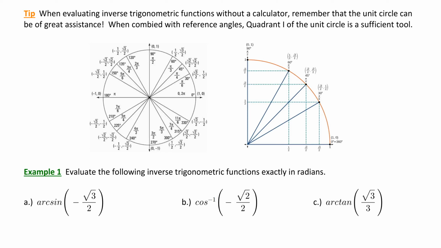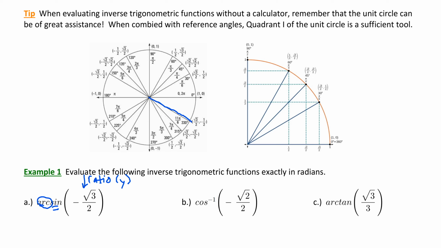We'll start with arc sine of negative square root of 3 over 2. So I'm looking for the arc or the angle whose ratio is negative square root of 3 over 2. Now, we know that if we're working on the unit circle and we're dealing with sine, then we're actually looking for the y-coordinate. So I need to find an angle on the unit circle with a y-coordinate of negative square root of 3 over 2. Hopefully you'll recognize two of those.